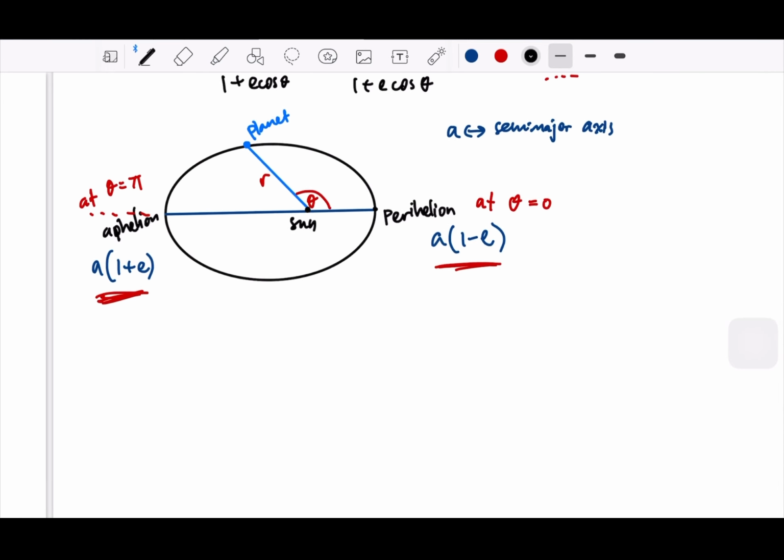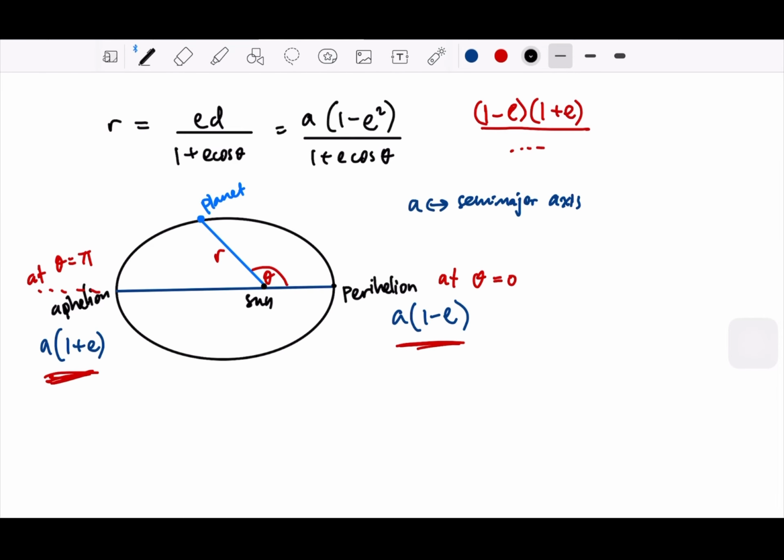Okay, anyway. Any questions from this conic sections in polar and also the previous chapter 10?